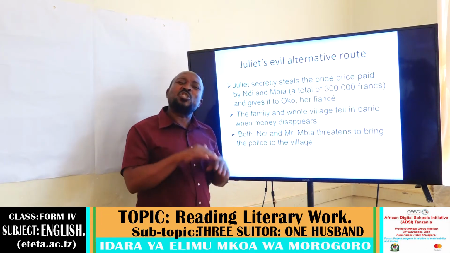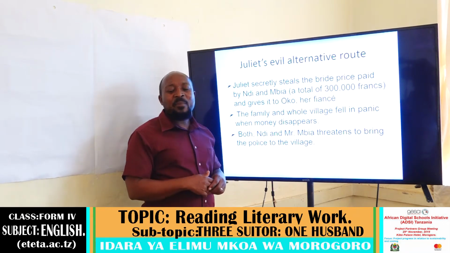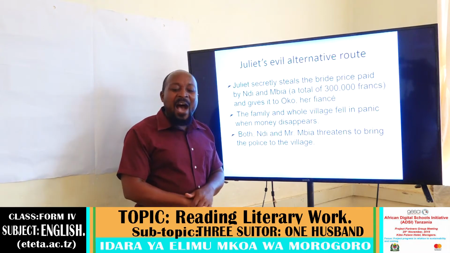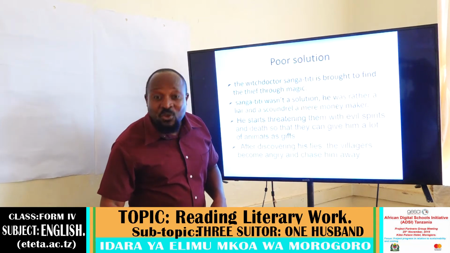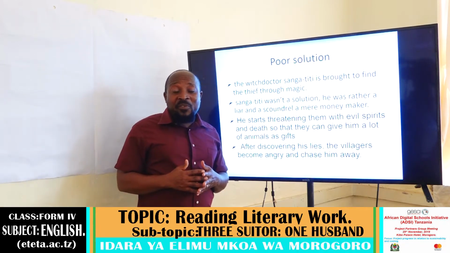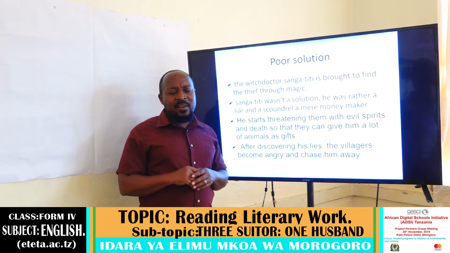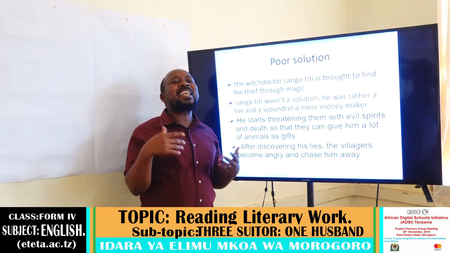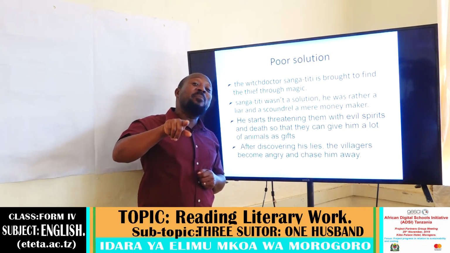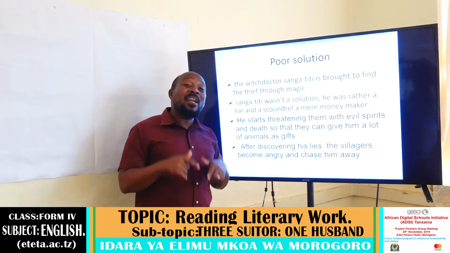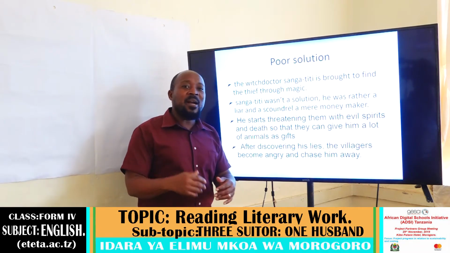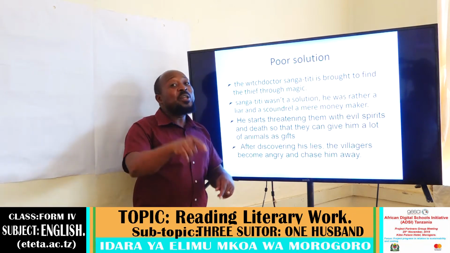Then panic, total confusion. How do they solve this puzzle? Now, they run into a very, very poor solution. Try to check this solution which they decide on now. Mr. Mbaga, the head of the village, decides to bring in the witch doctor. And they believe, just like any other typical African society that believes in black magic, that they can get that money by using the witch doctor. They believe that the witch doctor can reveal the one who stole the money and bring back the money. And so they bring in Sangatiti, the witch doctor.